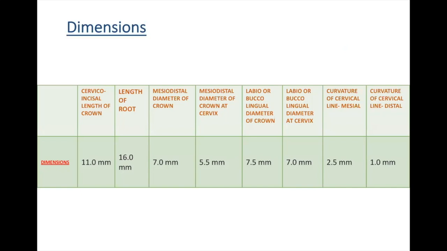Now the dimensions. Cervicoincisal length of crown is 11 mm, length of root is 16 mm, mesiodistal diameter of crown is 7 mm, at the cervix it is 5.5 mm, labiolingual diameter of crown is 7.5 mm, at the cervix it is 7 mm, curvature of cervical line mesially is 2.5 mm, and curvature of cervical line distally it is 1 mm.